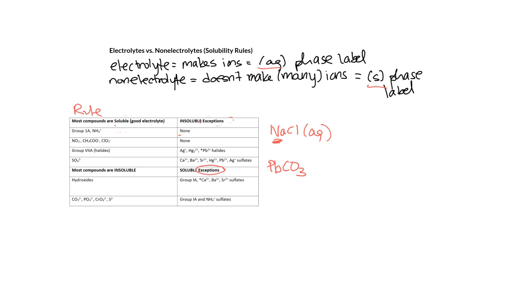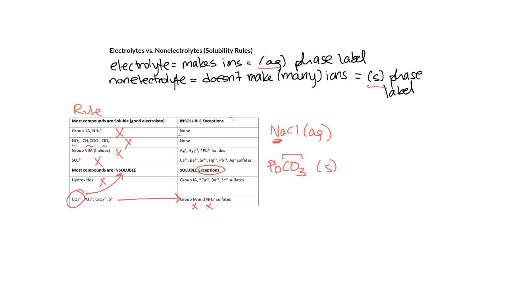With lead 2 carbonate, I work my way down. It's not a group 1A, so that rule doesn't apply. It doesn't have nitrate, acetate, or chlorate, so it doesn't apply. It doesn't have a halide; this anion is not from group 7. It doesn't have a sulfate. It doesn't have a hydroxide. Hey, I made it all the way down. What's the rule? Most carbonates are insoluble, and I check over on the exceptions and notice that lead is not group 1A and not ammonium, so I give this a solid phase label. It's clunky, but it'll get you where you need to go.